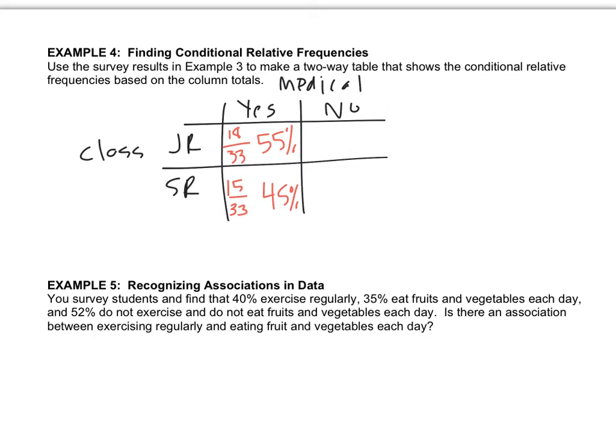Now, of the 67% of the people who said no to medical, 32% were juniors. So that's about 48%. And of the 67% that said no to medical, 35% were seniors. So it's pretty much split. Of the people who said no, almost half were juniors, and a little more than half were seniors.